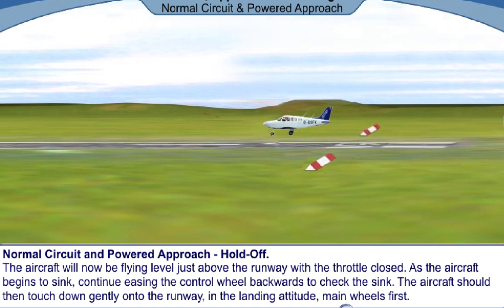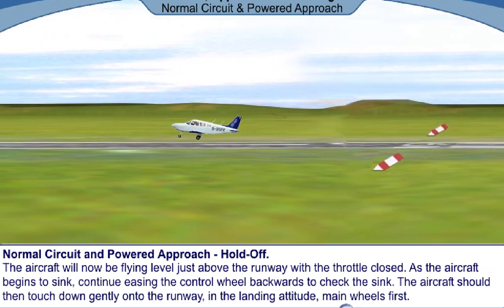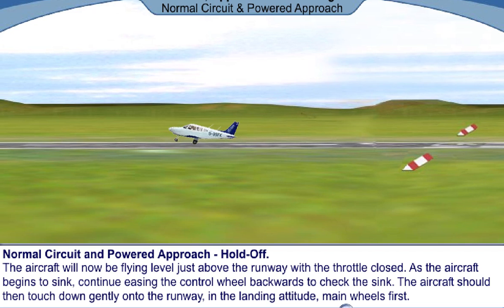If you round out at the correct speed and raise the nose by the correct amount, the aircraft will now be flying level 1 or 2 feet above the runway. With the throttle closed, airspeed decreases and the aircraft will begin to sink. By gradually easing back on the control wheel and raising the nose, the pilot checks the tendency to sink. This is what we call the hold-off. The aircraft will continue to decelerate and, if the hold-off has been carried out correctly, the aircraft will touch down, main wheels first, in the landing attitude.